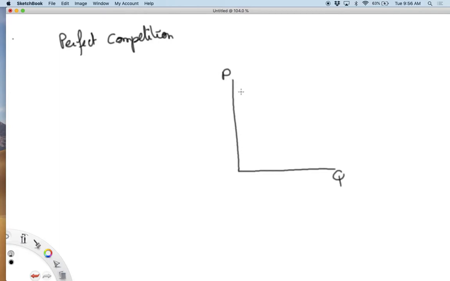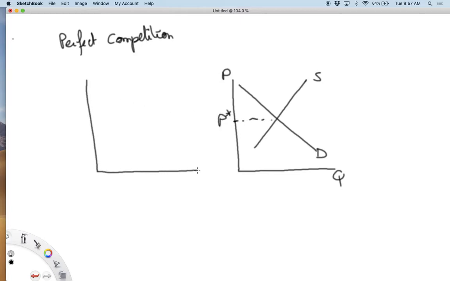One graph is the industry. At the industry level, you have the demand, you have the supply. That's where the price is determined. Then each perfectly competitive firm takes that price as given.